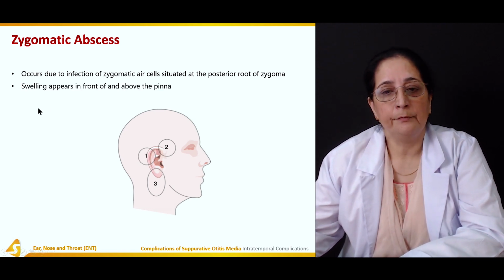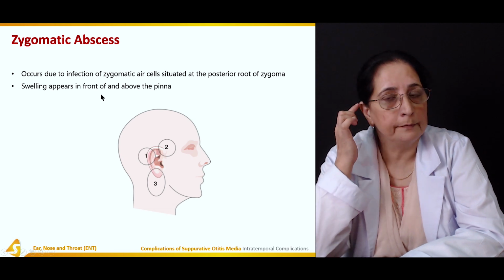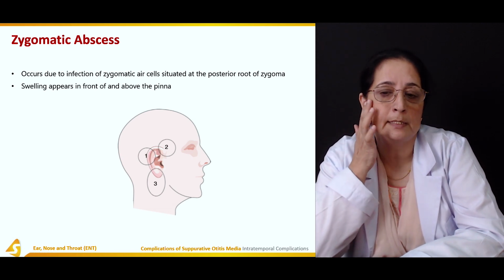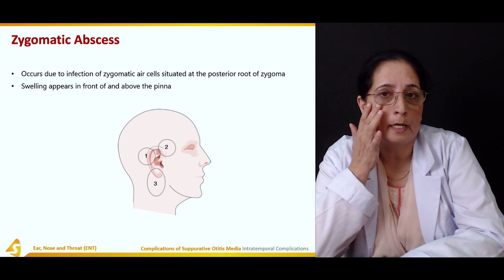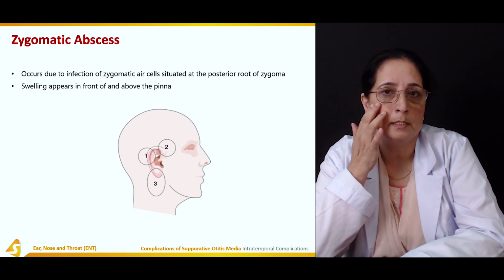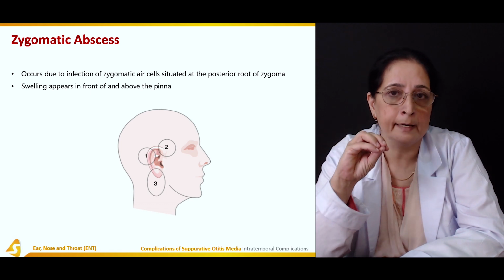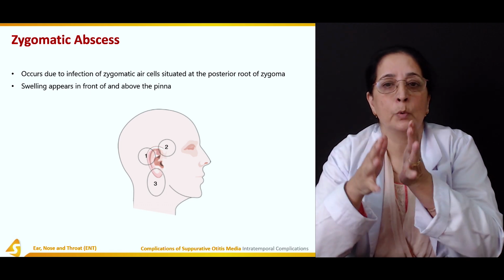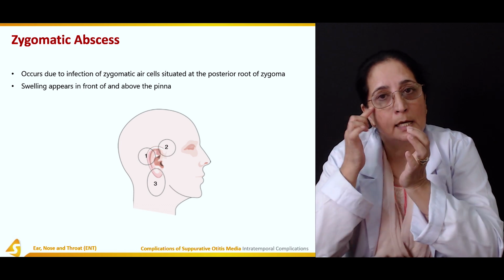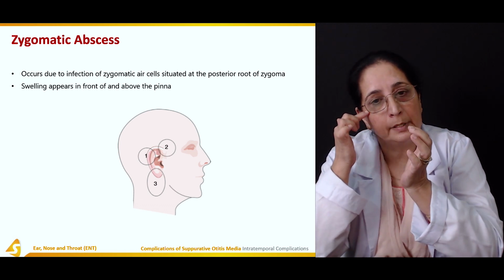Swelling appears in front and above the pinna. So this is basically the area. So this is the zygomatic bone, and when the infection reaches the zygomatic air cells, it causes swelling in front and above the pinna.